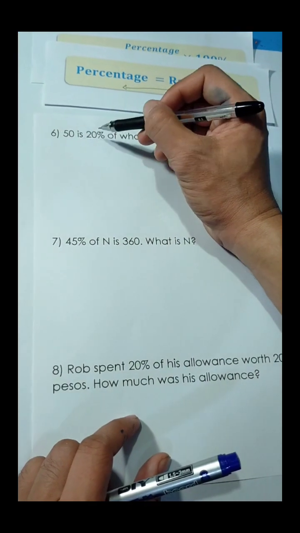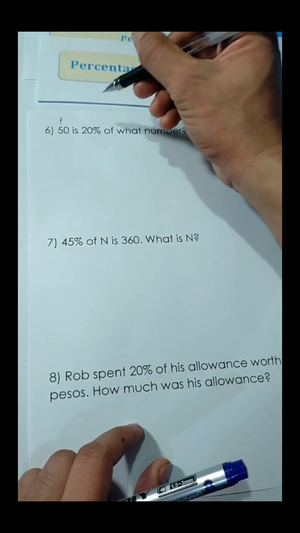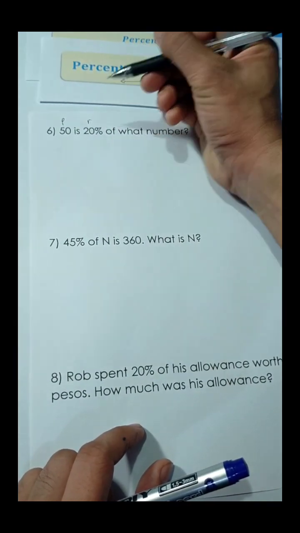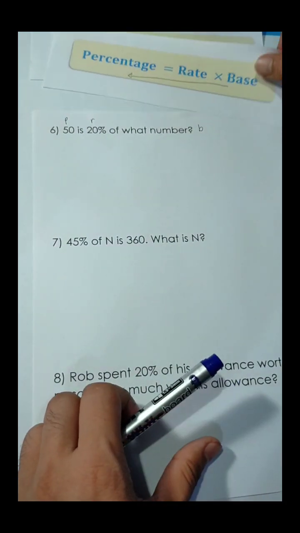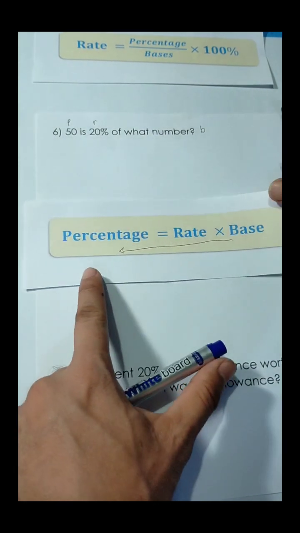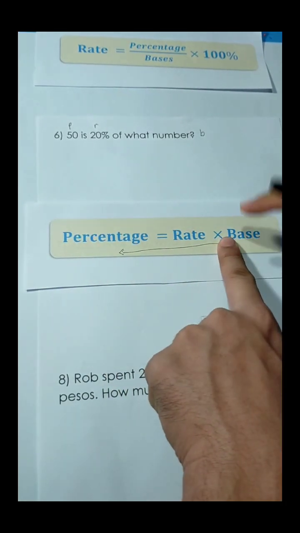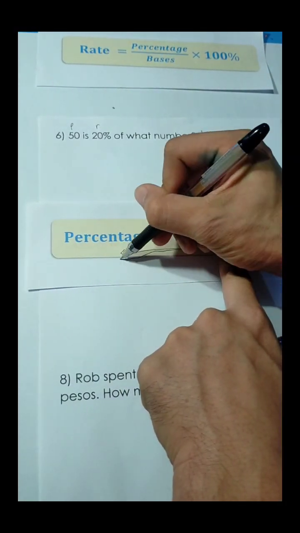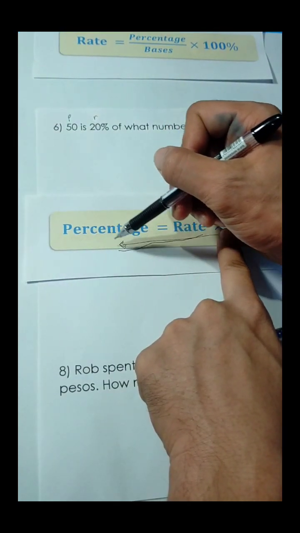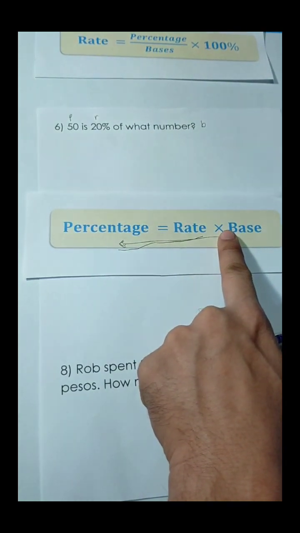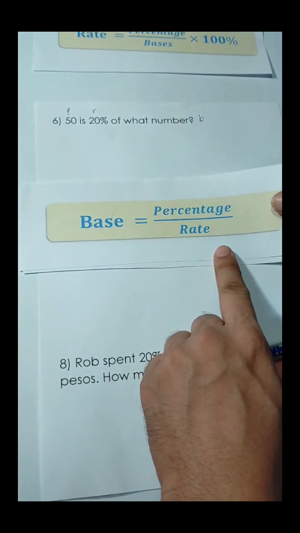Number 6. 50 is 20% of what number? 50 is the percentage. 20 is the rate. So we're looking for the base. Now if you look for the base, go back to this original formula. We need to take away this rate here. We simply cross multiply and put it at the denominator. So base is equal to percentage over rate. This is now the resulting formula: base equals percentage over rate.